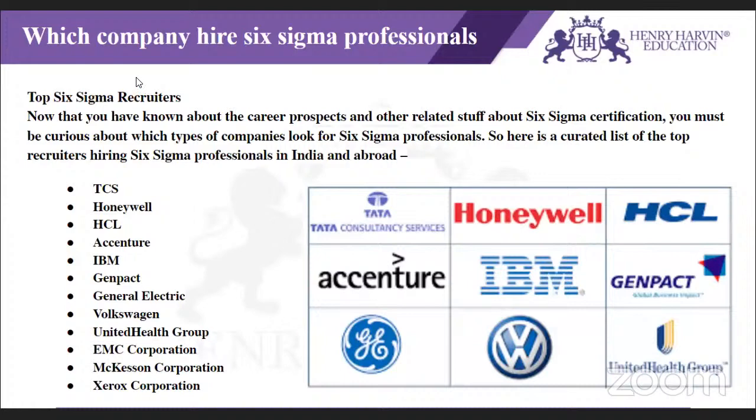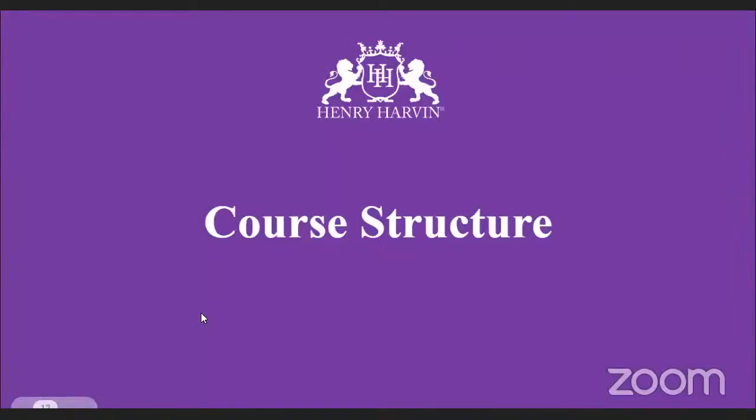And Henry Harvin also helps you with the job assistance program, which is 100%. These are a few names. Even startups now have Six Sigma people in place to run their process improvement. Don't think these are the only companies with Six Sigma requirements, but these are the biggest companies with big Six Sigma departments, and they need hundreds of people in terms of Six Sigma.